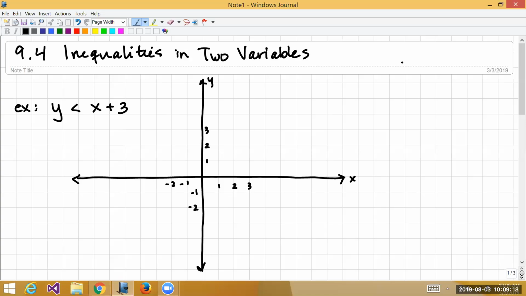Section 9.4, Inequalities in two variables. Let's try finding the solution for the inequality y is less than x plus 3.